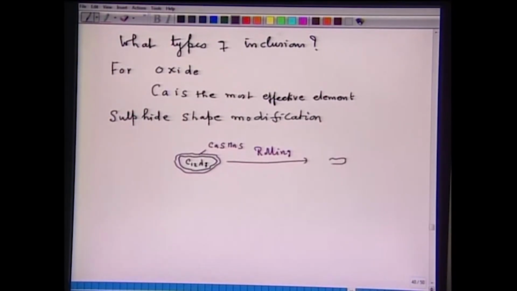So, the center is again that of C12A7, and on rolling, this is the elongation which occurs. That way the harmful effect of sulfide inclusions can be alleviated. When mish metal is added, then the core can be Ce2O3 or Al2O3 based upon the oxide, while the surface can be lanthanum sulfide and cerium sulfide.